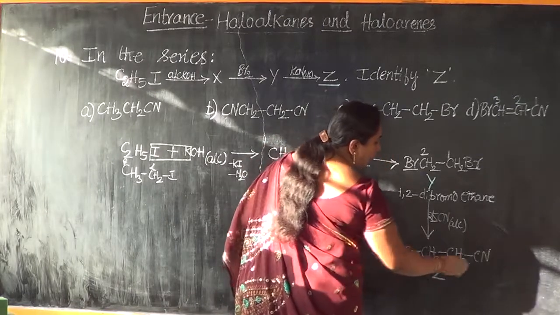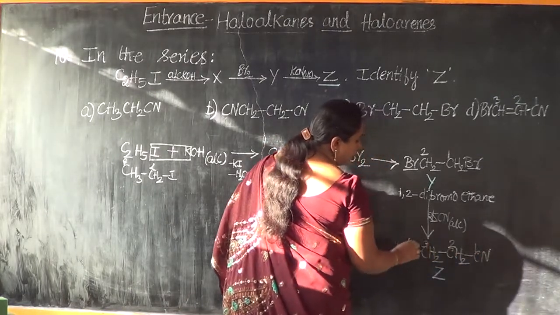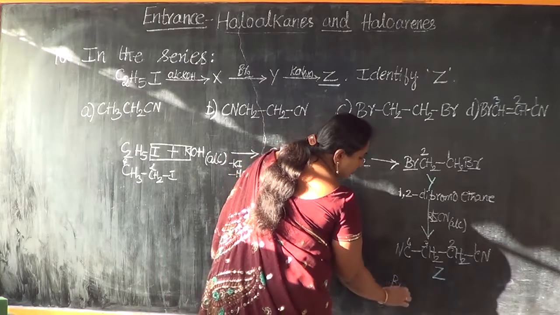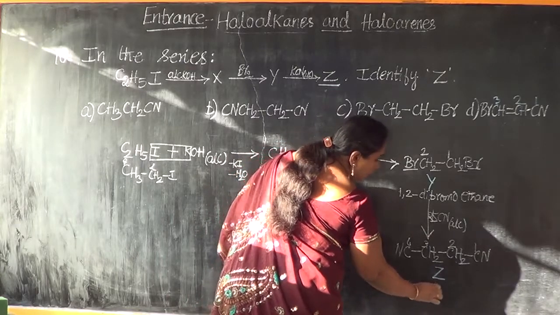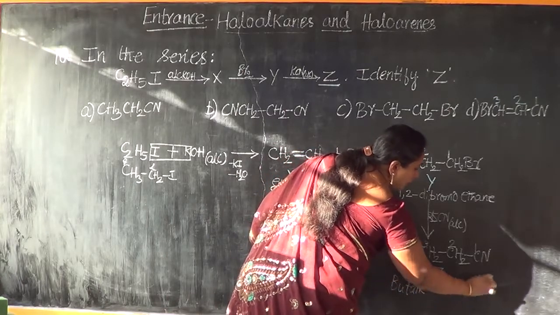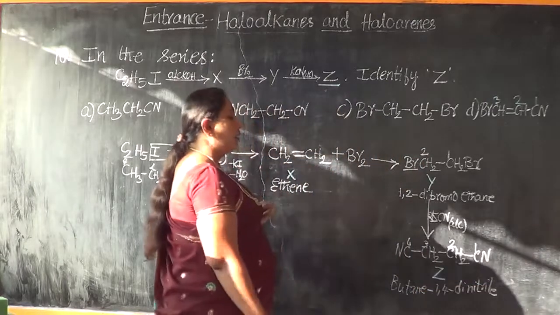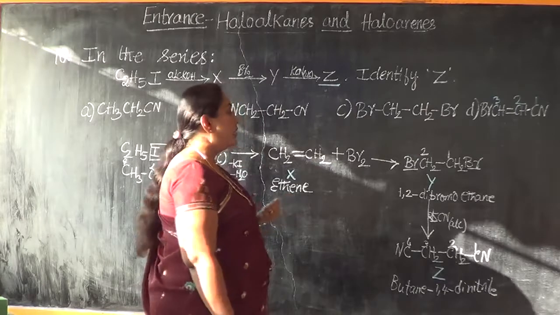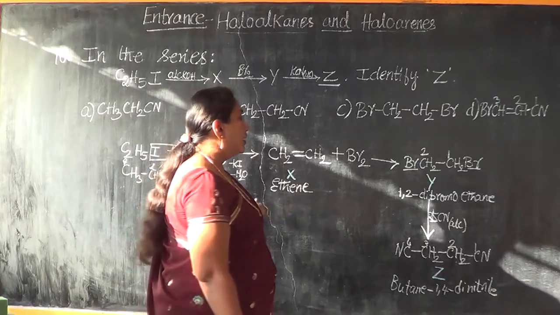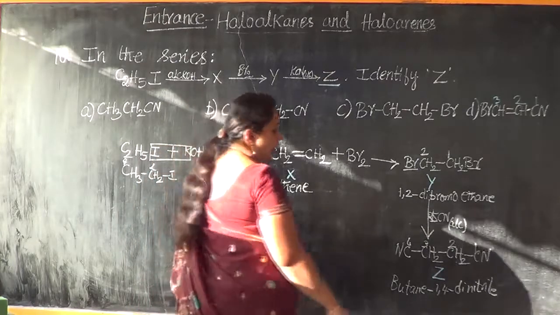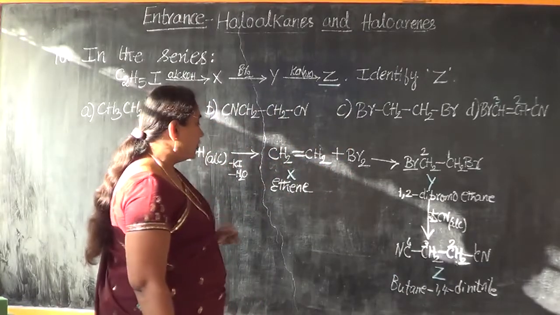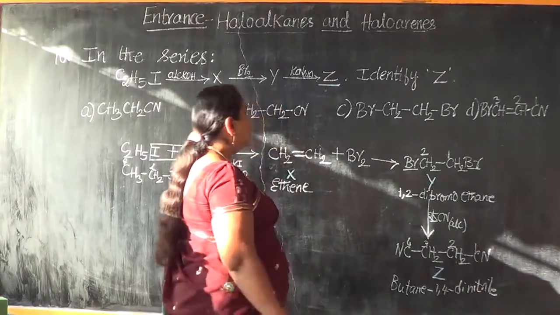What is the name of the Z compound? 1, 2, 3, 4. So it's going to be butane 1,4 dinitrile, or it is going to be ethylene dicyanide. Ethylene dicyanide, but more popular will be butane 1,4 dinitrile. Now let us look at the different options which will give us this as our answer.